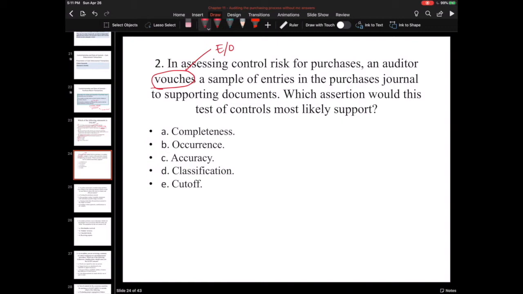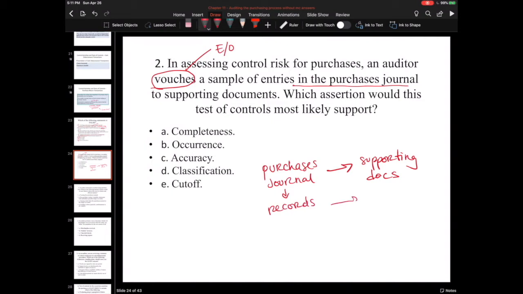So I'm vouching entries from the purchases journal to supporting docs. So purchases journal is like the records, and supporting docs is supporting docs. So directionally, I am going the right way for this to be vouching. So it is a test of existence occurrence. So B is looking like a pretty good answer to me.